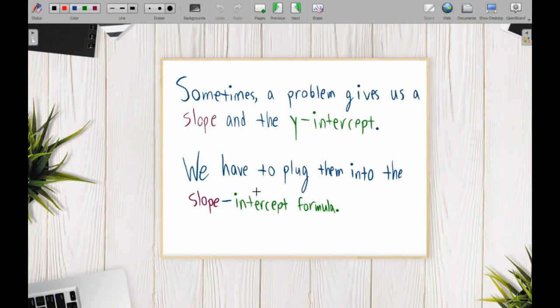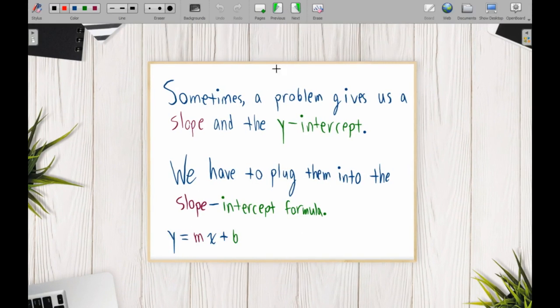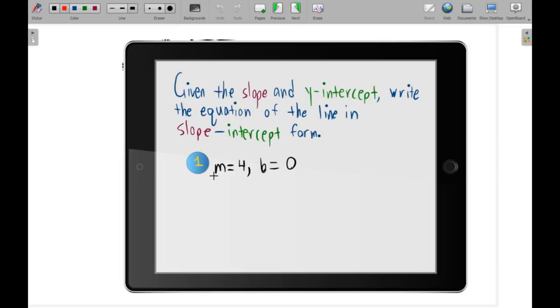So sometimes a problem gives us the slope and the y-intercept, but we have to do the dirty work and plug them in the slope-intercept form. So once again, our slope-intercept form is y equals m, which is our slope, x plus b. That's our y-intercept. So we're given that m is 4 and b is 0. So, y equals mx plus b. Well, our m is 4, so it's going to be 4x plus 0. And that actually simplifies to y equals 4x.